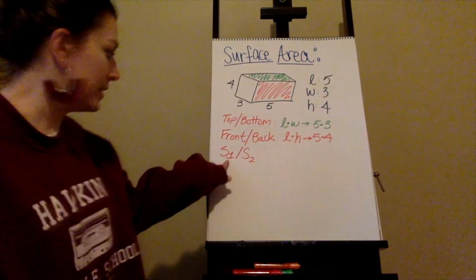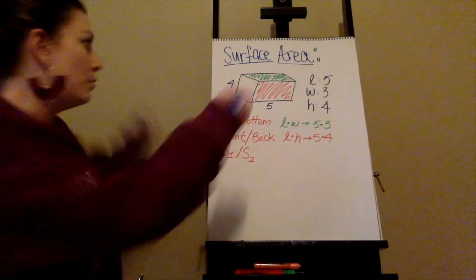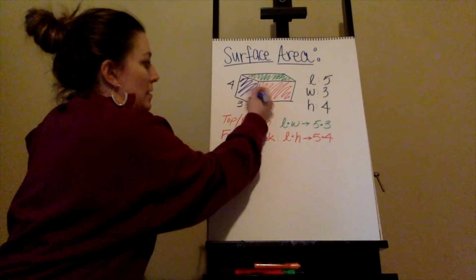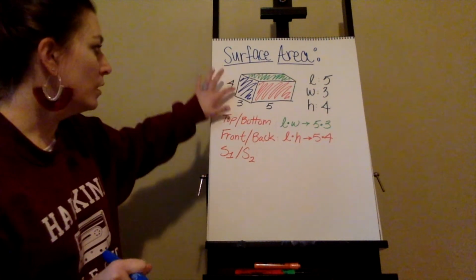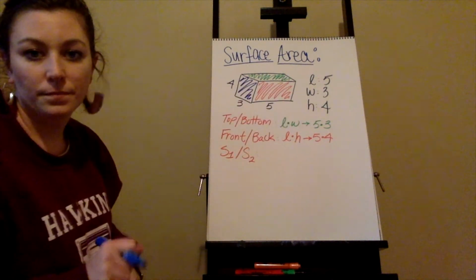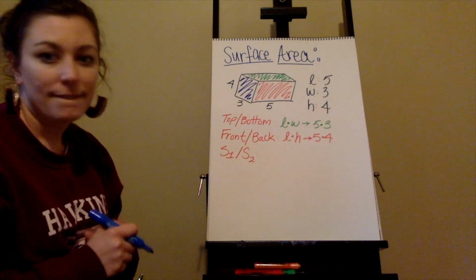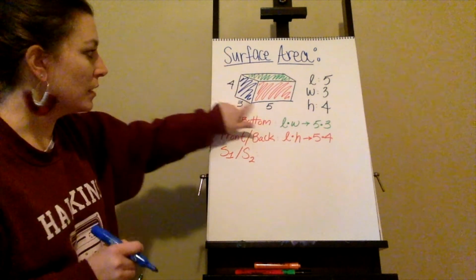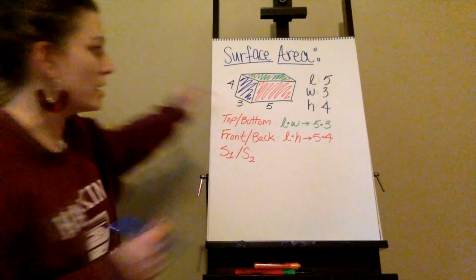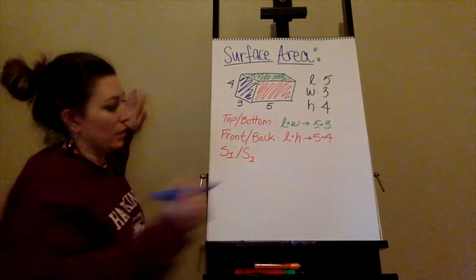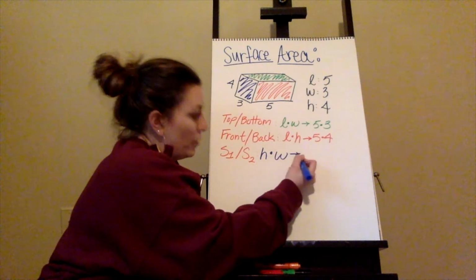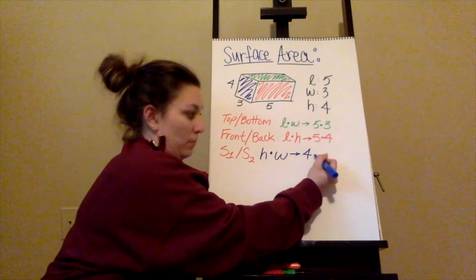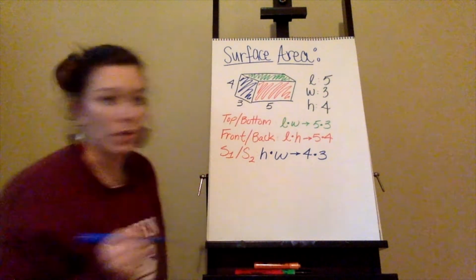Very last part is going to be looking at side 1 and side 2, which is this side right here. So what 2 dimensions are we going to use for side 1 and side 2 over here? So that's going to be this one and this one, which is 4 and 3. So height and width. Height times width, which we know is 4 and 3.